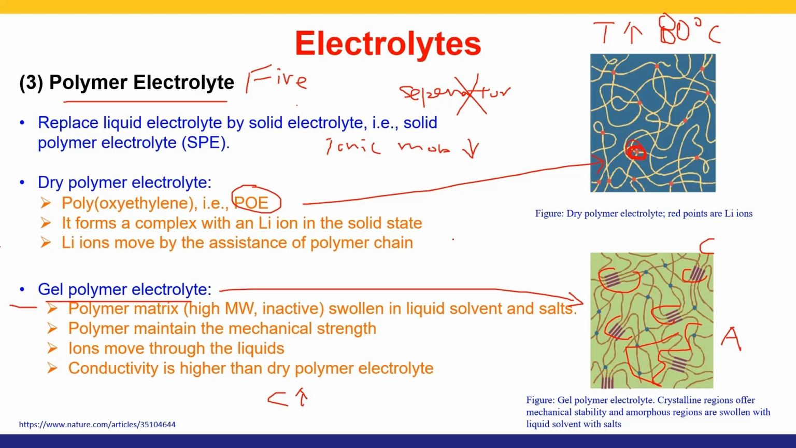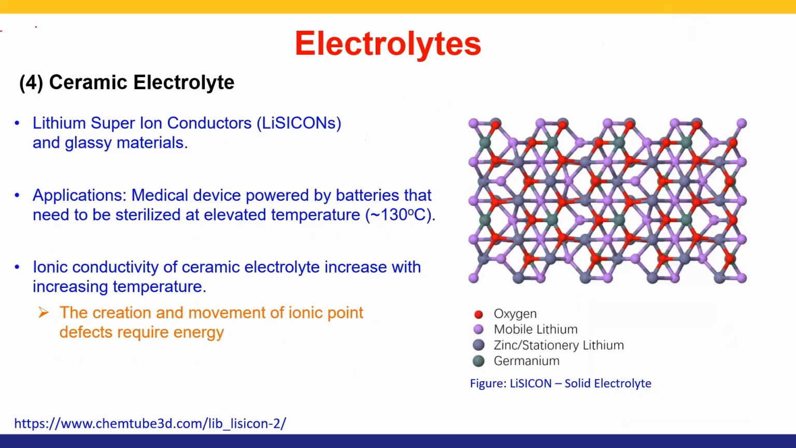Last but not least, we have ceramic electrolyte. Ceramic electrolyte refers to inorganic solid-state material. They are ionically conductive. This is different from the previous case where we have an organic material as an electrolyte. In this case, we have inorganic ceramic as the electrolyte.